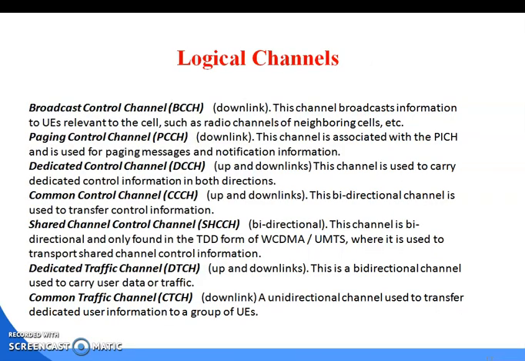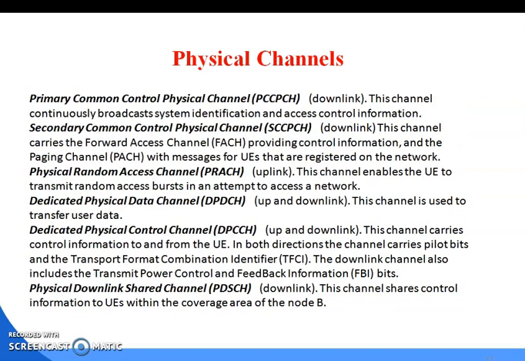Now come to the logical channels. There is the Broadcast Control Channel, BCCH, used on the downlink. The channel broadcasts information to user equipment relevant to the cell. Paging Control Channel, PCCH, downlink. This channel is associated with the PICH and is used for paging messages. Then the Dedicated Control Channel, DCCH, and the Common Control Channel, CCCH. Shared Channel Control Channel, SHCCH. And Dedicated Traffic Channel, DTCH, and Common Traffic Channel, CTCH. These logical channels are used for uplink and the downlink.